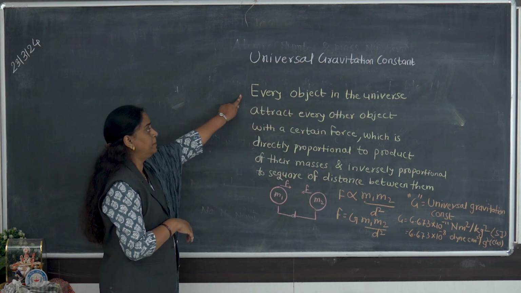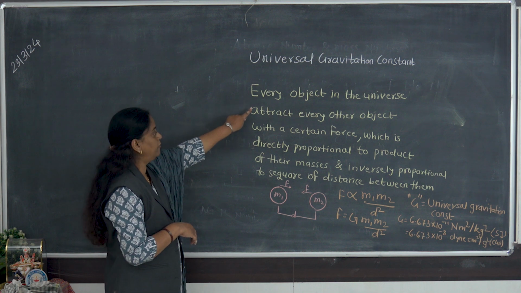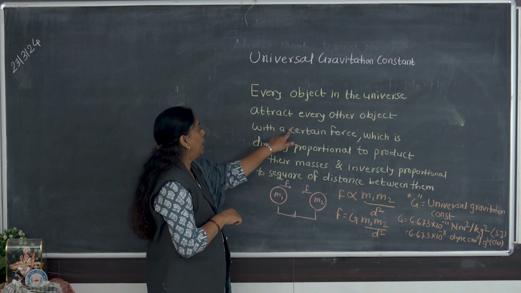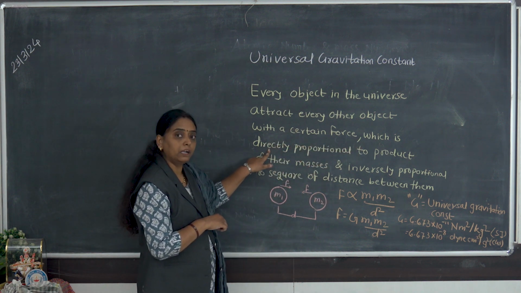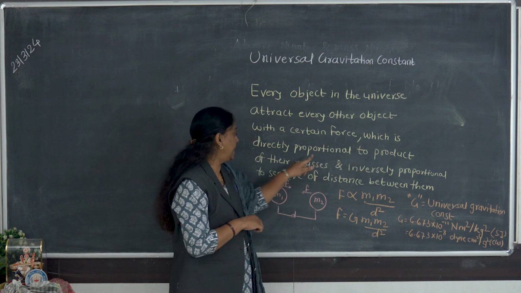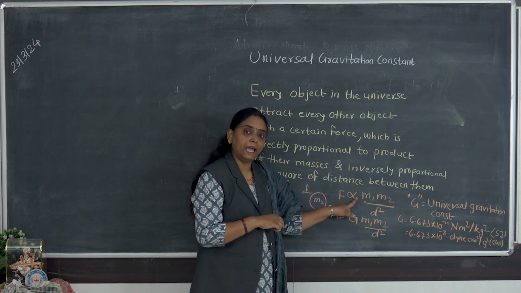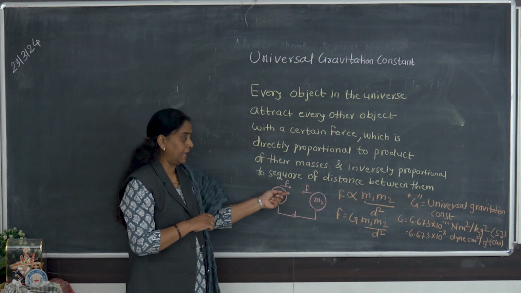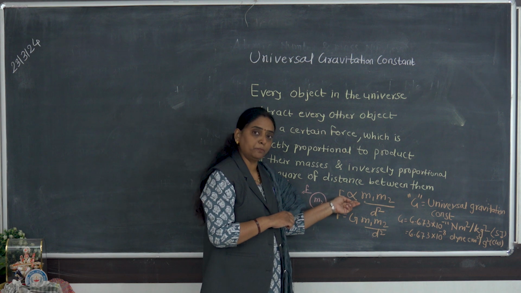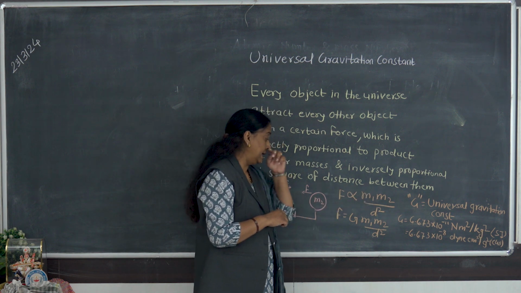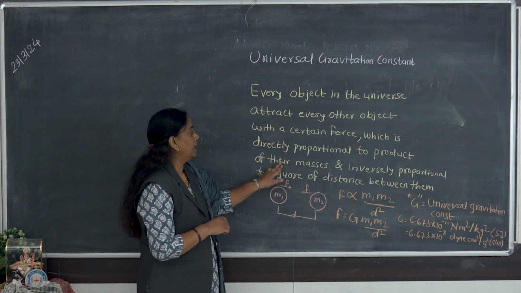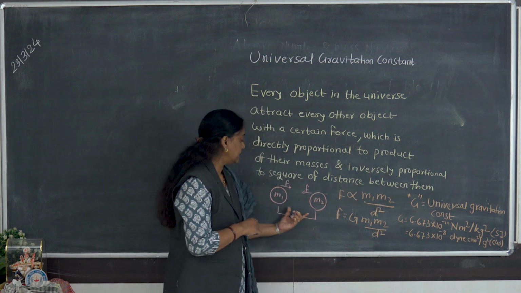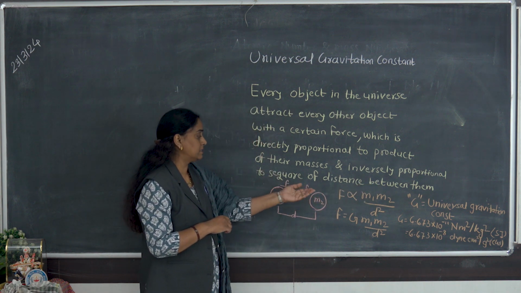Every object in the universe attracts every other object with a certain force. That force is F, and that force is directly proportional to the product of their masses. The objects A and B have masses m1 and m2. So F is directly proportional to the product of the masses, and inversely proportional to the square of the distance between them. As the distance between them is d, its square is d square.